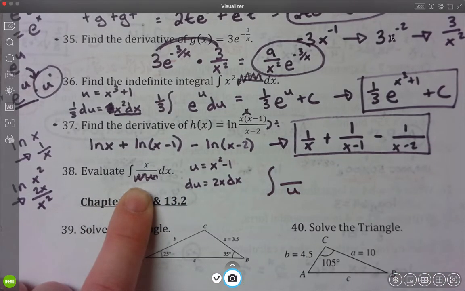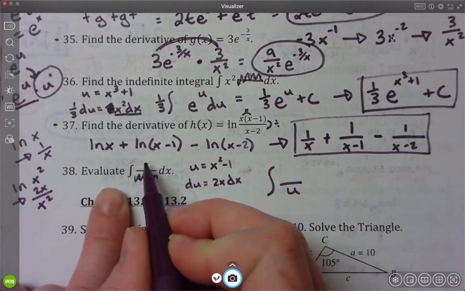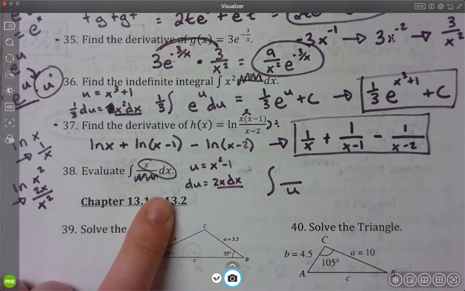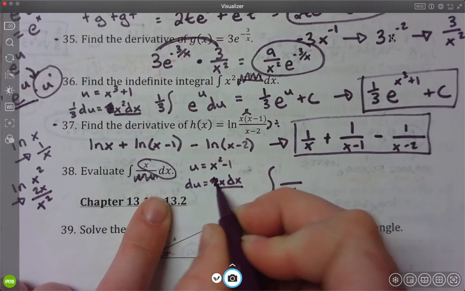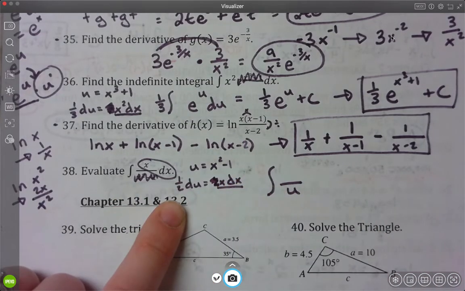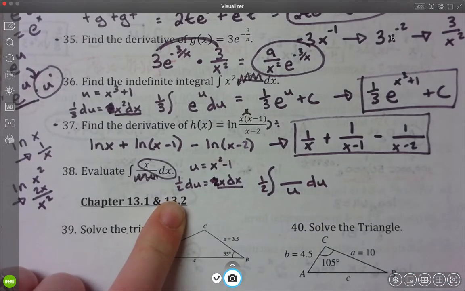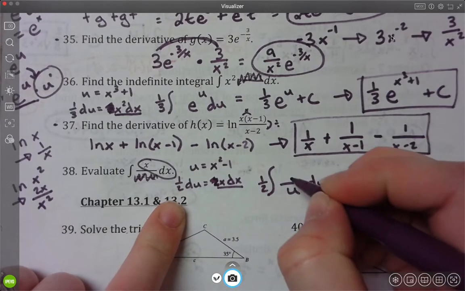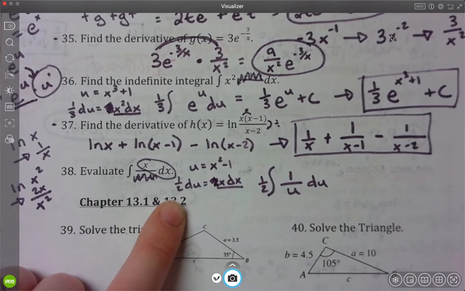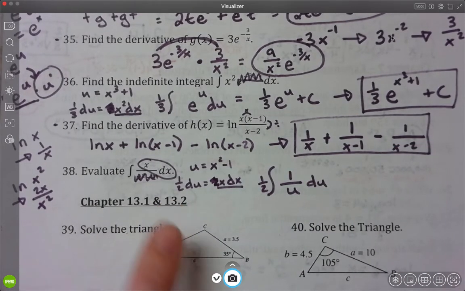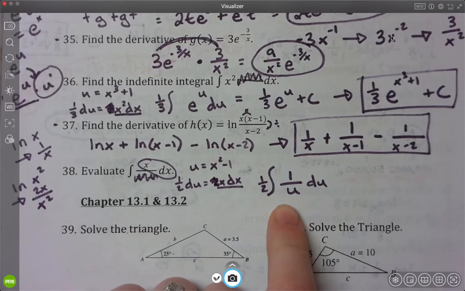Okay, and now I need to get rid of an x dx. So I see that x dx shows up in my antiderivative there, but I need to get rid of the 2. So I'm going to make that 1/2 du. So I'm going to replace him. 1/2 du is going to look like that. Okay, and then there was nothing up on the top here, so I'm just going to make it a 1. And now I have everything replaced, and I just need to find the antiderivative of 1 over u.